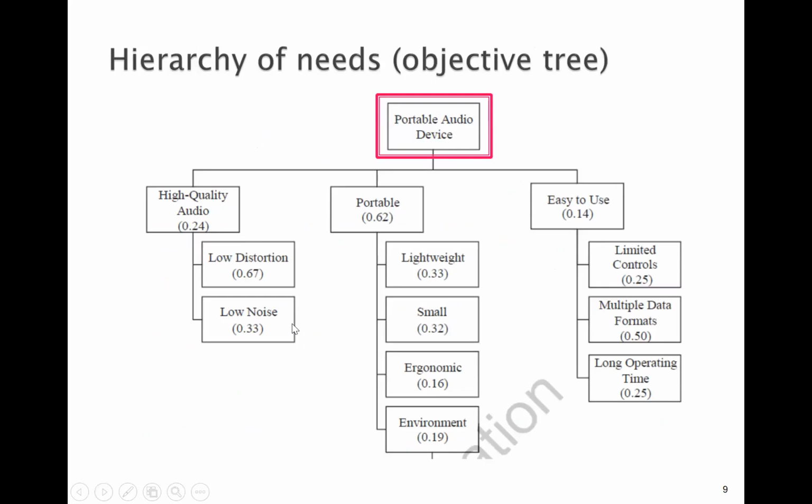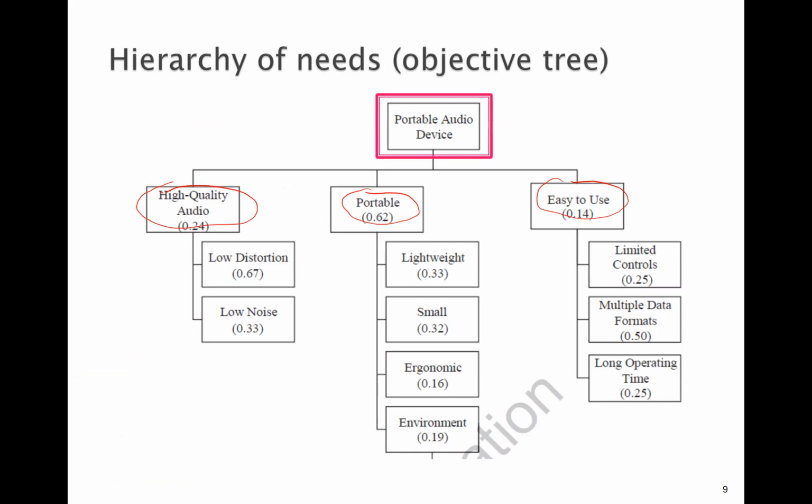Okay, here you can see hierarchy of needs, objective tree for a project, portable audio device. It may not be new, of course, but we can imagine that we are given a task or we have a need to design a portable audio device. And then from the marketing point of view, we can think about portability here. This could be an important function or property that we have to consider. Portability, easy to use. So if you want to sell this, it should be easy to use from the user point of view, and high quality audio.